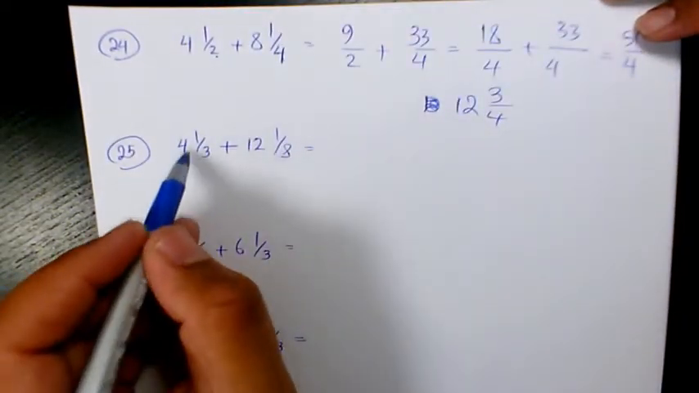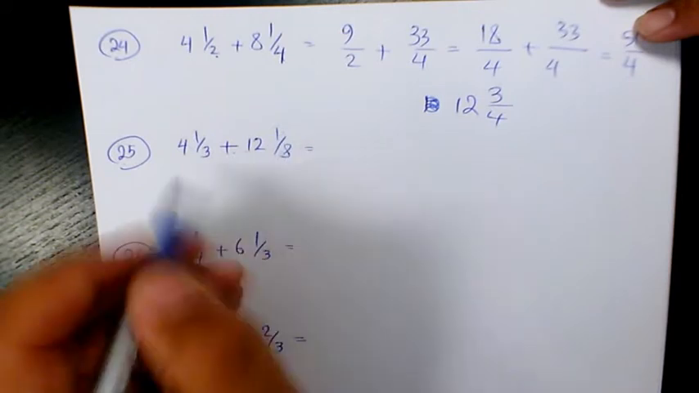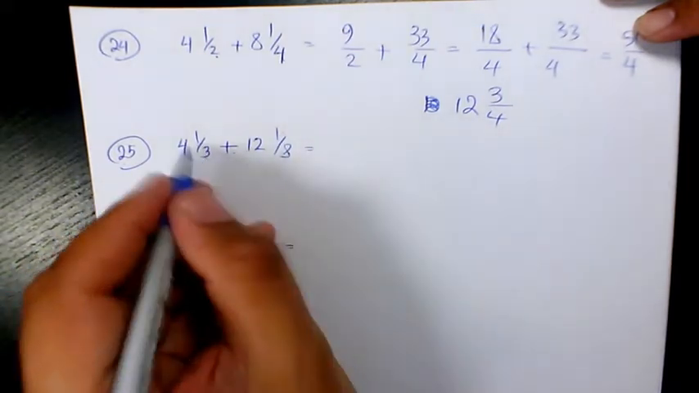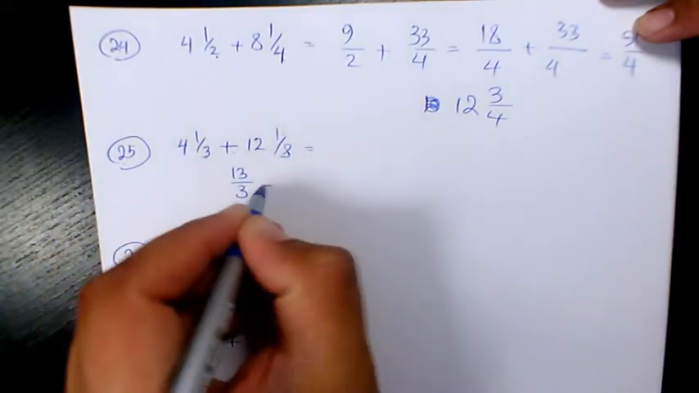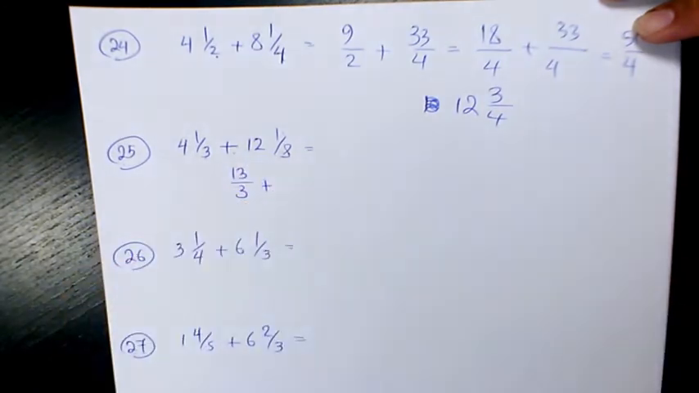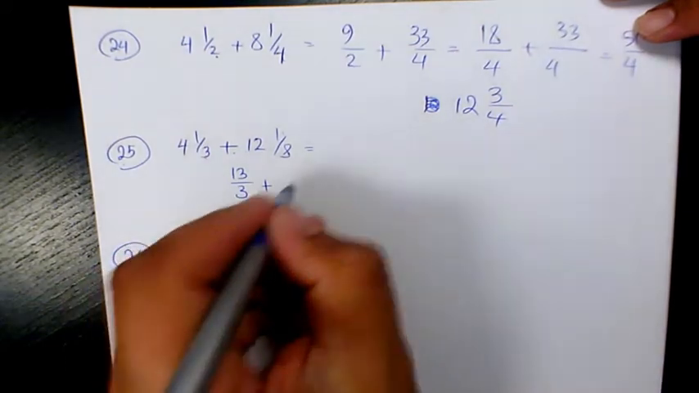Next one, 4 1 over 3 plus 12 1 over 8. 4 times 3, 12, plus 1, 13. So 13 over 3 plus 12 times 8, 96 plus 1 is going to be 97 over 8.